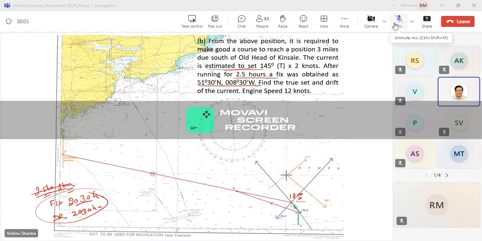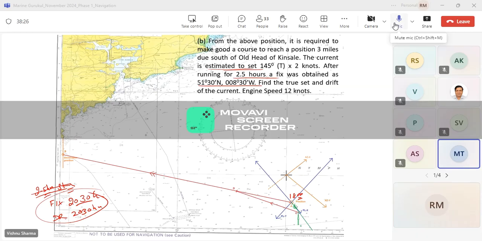Here, which point represents the last known fix? Point A or B? A is the point you're starting from. Last known fix is A, right? B is the destination. And what is the course you have set yourself from A? What direction represents the course CTS?